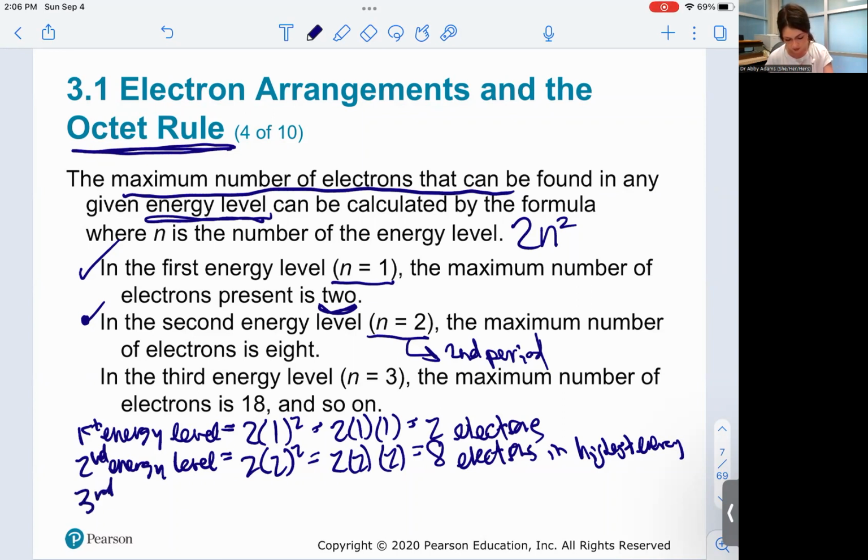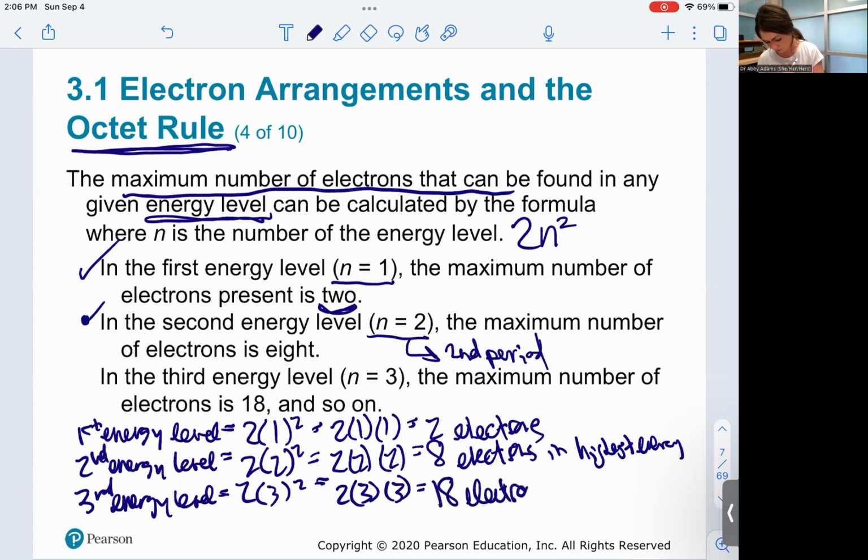And in the third energy level, let's see, 2 times 3 squared. So you have 2 times 3 equals, what's that? That's going to be 18 electrons in the highest energy level, in the highest level. All right.